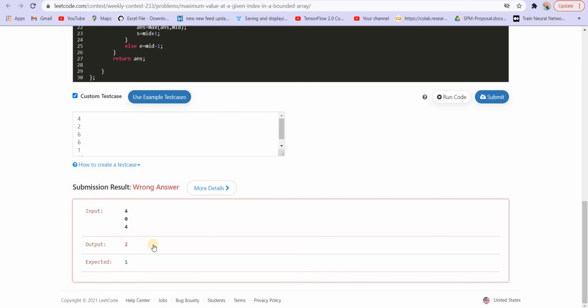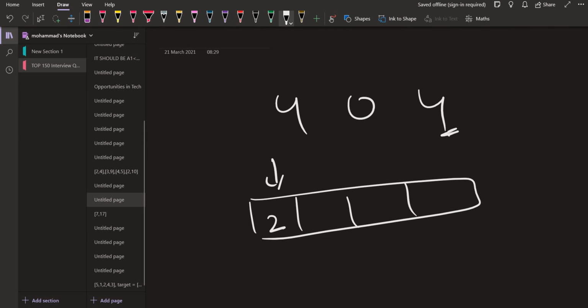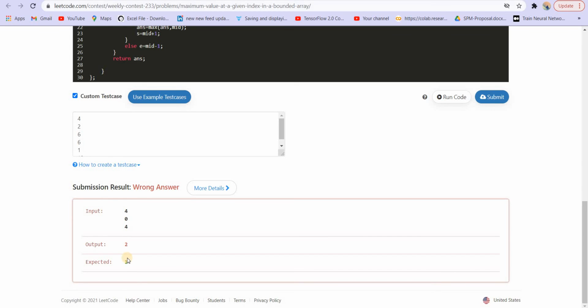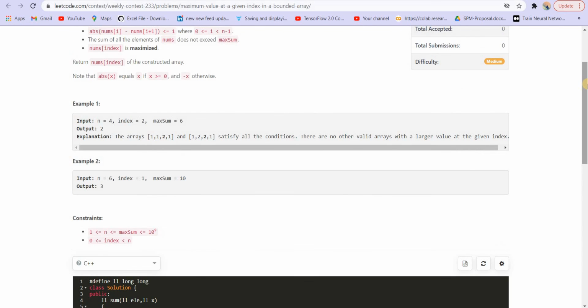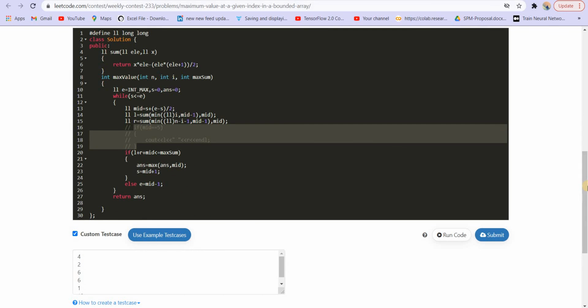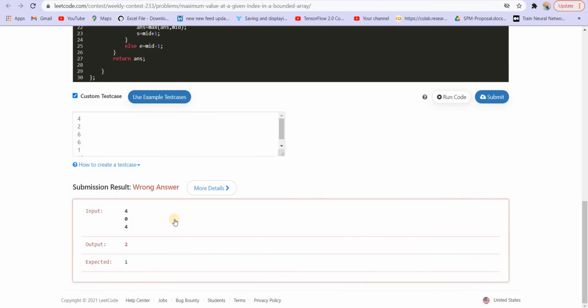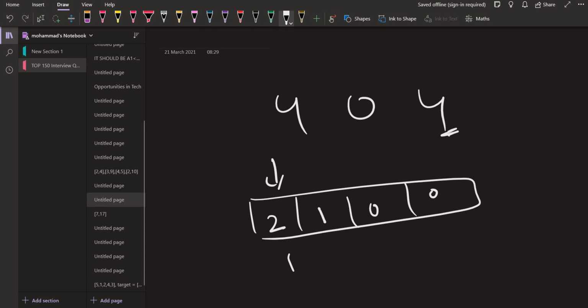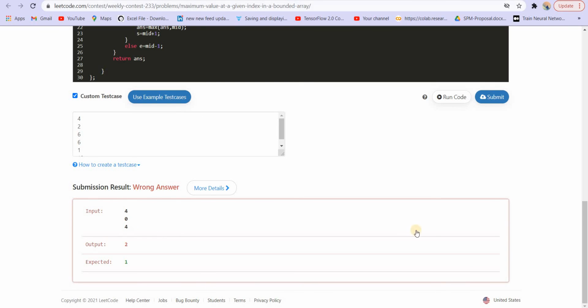Now the answer that I am returning here is 2. Now if I keep 2 here, I should keep 1 here, 0 here, 0 here. Total summation will be 3, and that is quite acceptable. But they want me to return 1. Why should I return 1? If I keep 1, this will be 0, 0, 0. Total summation is 4, man.